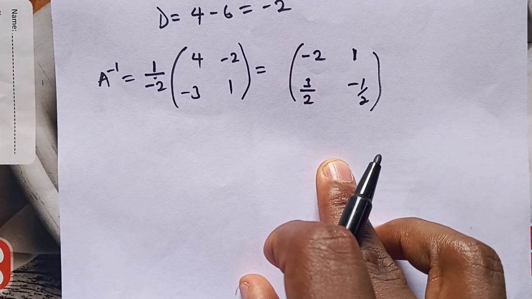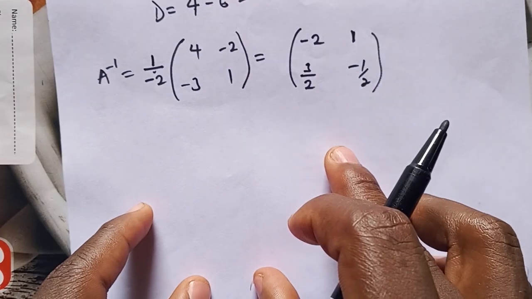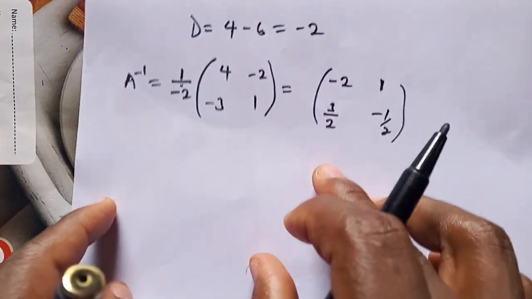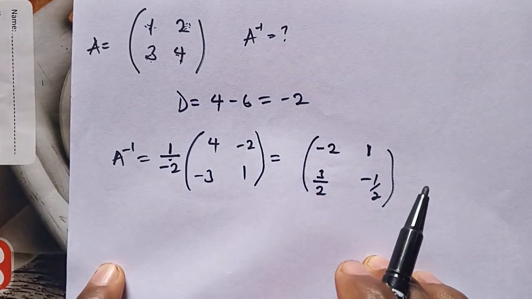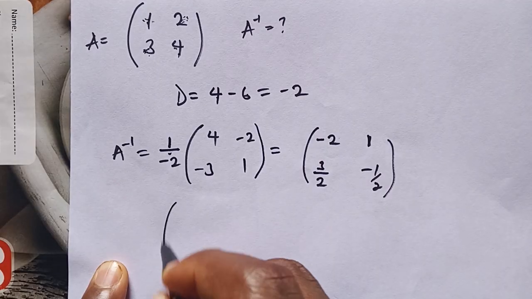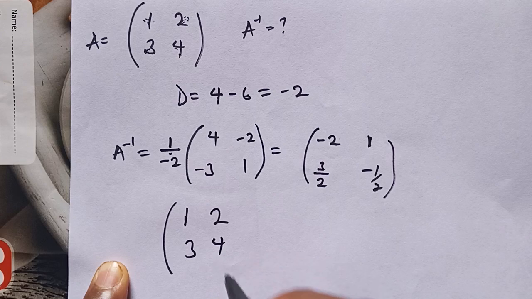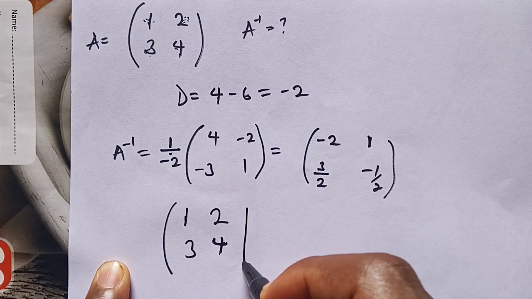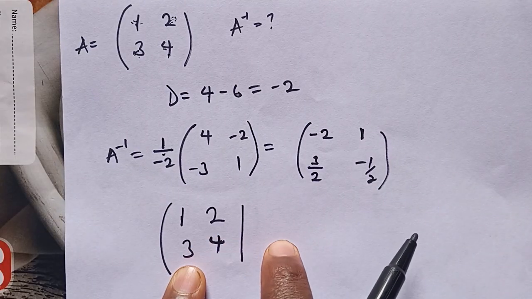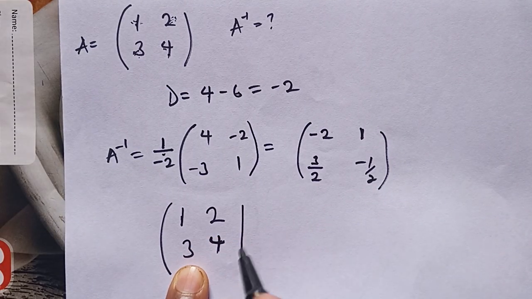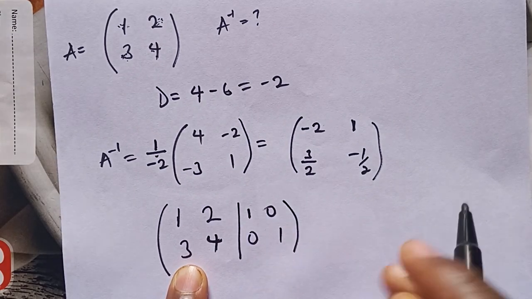Now let's solve it the other way, which is the Gaussian elimination method. To find the inverse of this matrix, which is 1, 2, 3, 4, I will draw a line after writing my 2 by 2 matrix. On the other side, I will write the identity matrix of a 2 by 2 matrix, which is 1, 0, 0, 1.